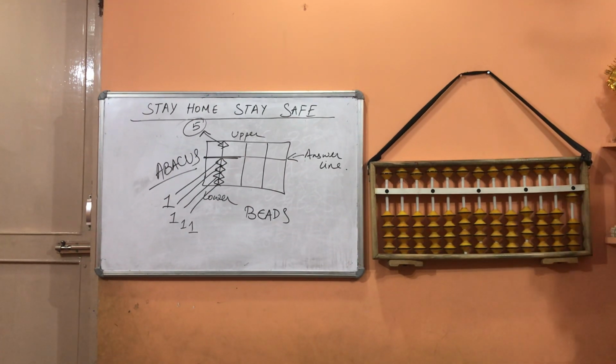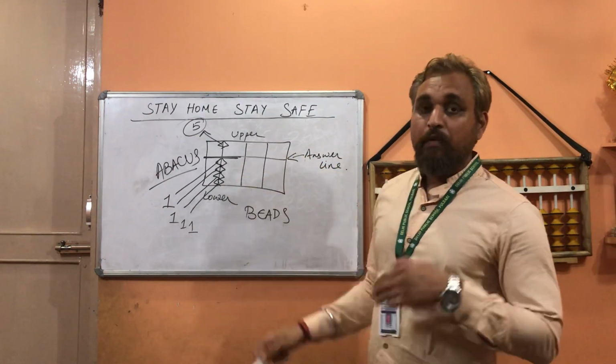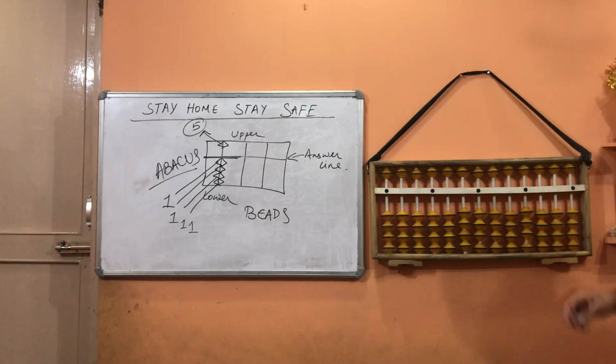So this is 1, 2, 3 and 4. Now tell me, how much is this? 2, correct. Then 1, 2, 3, 4. So the value of the lower beads is 4. But when we move on to 5, what do we do? We bring this upper bead down. So the value of this bead will be 5 now. So you have to count this as 5.